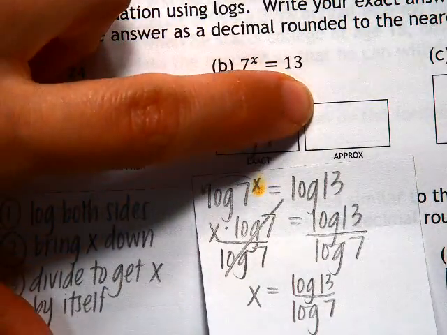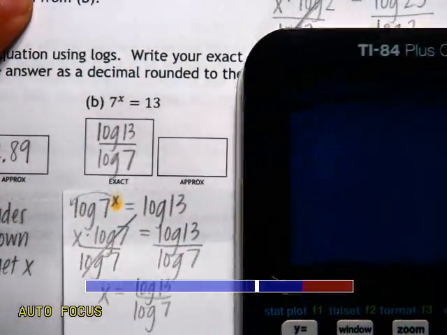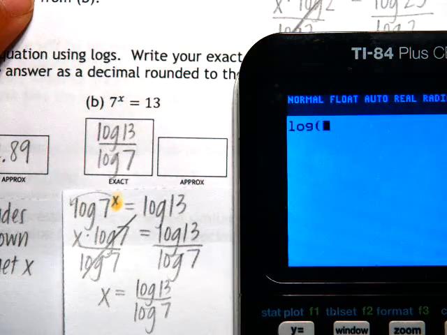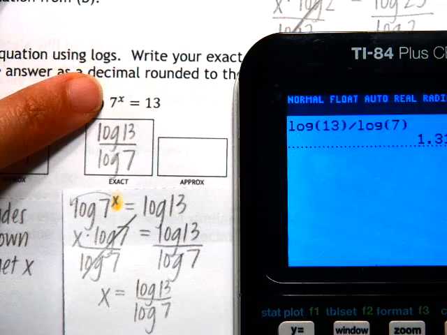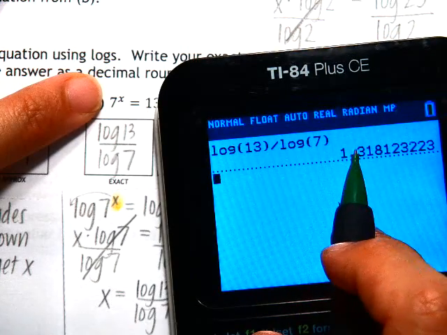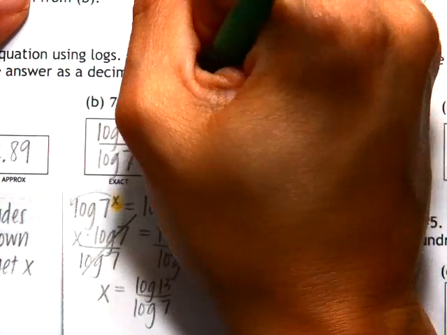Where it says approximate, that's where I'm going to type it into my calculator. So into my calculator, I'll type log 13 parentheses divided by log 7 parentheses, and I get a decimal 1.32 if I round that off. 1.32 is because of the 8 that bumps the 1 up. So 1.32 it shall be.